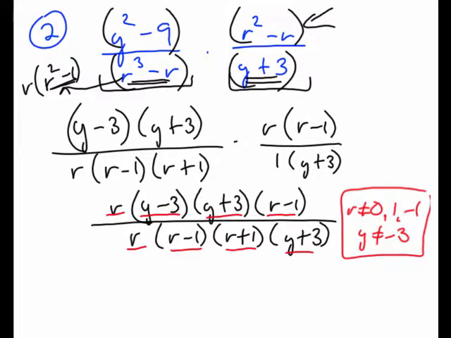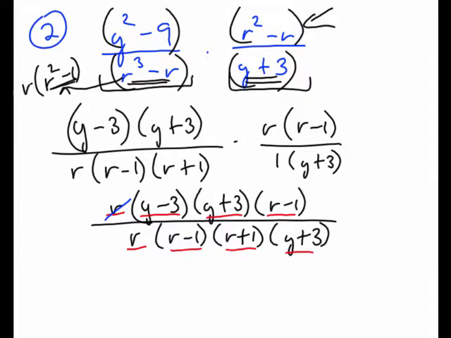And now I can cancel things that are the same or opposites. So here we go. r divided by r is 1. We have y plus 3 divided by y plus 3 is 1. We have r minus 1 divided by r minus 1 is 1. Alright, look, so much of this has gone away, and we are left with, on the top, 1 times 1 times 1 times this bracket, y minus 3, divided by r plus 1.